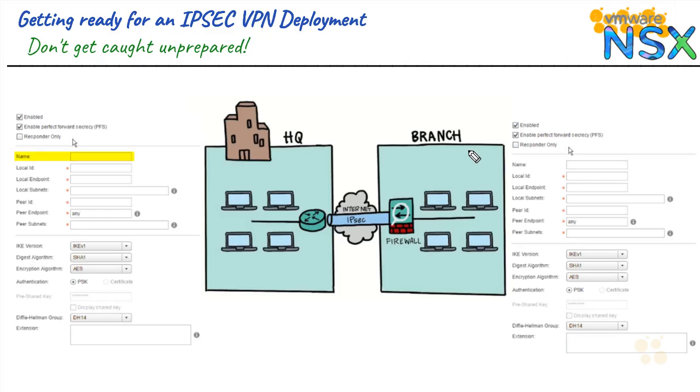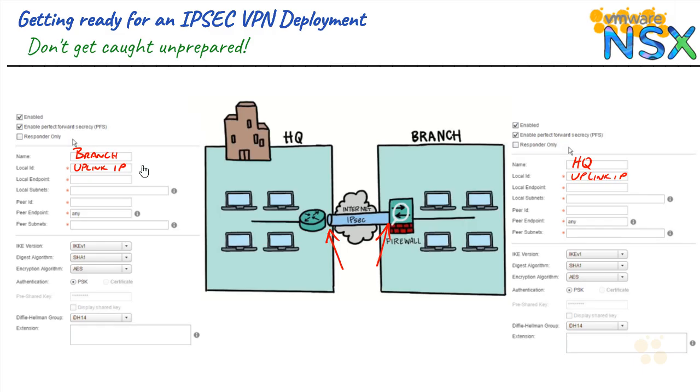Now, the name for a particular VPN tunnel is generally going to be based upon what we're trying to reach. So in this case, we could imagine on the HQ side, we indicate a VPN tunnel to branch, and on the branch, we indicate a connection to HQ. Then we have the local ID. The local ID is the IP address that's going to be used by the Edge Service Gateway's uplink interface. So essentially, what is the interface that's going to be a tunnel endpoint?